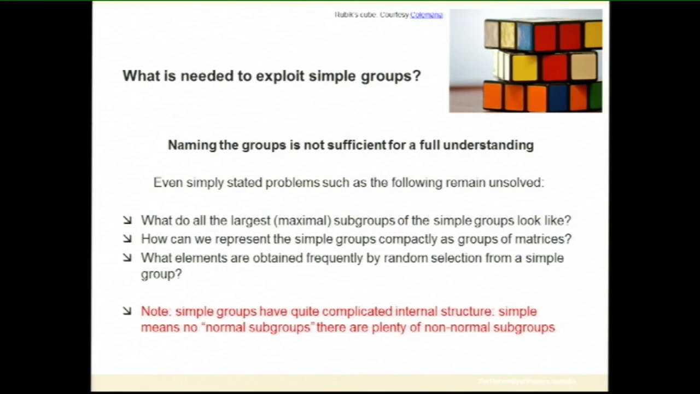So what is needed to exploit the simple groups? Just naming them is not sufficient to have a full understanding of their structure, enough to use them to solve other problems. Even simply stated problems like the ones below that I'll talk about remain largely unsolved. The simple groups actually have quite a complicated structure internally. They're defined as being simple by having no normal subgroups, but they certainly have lots of other non-normal subgroups.